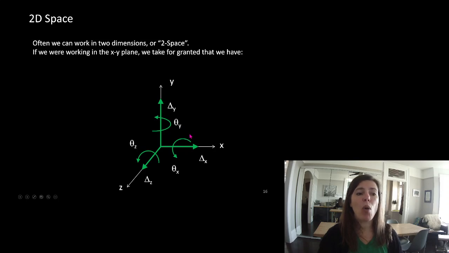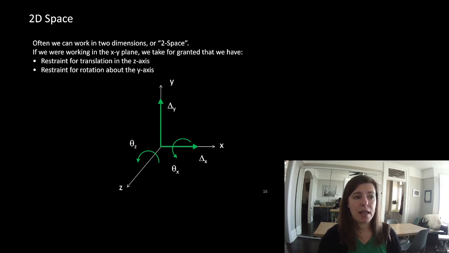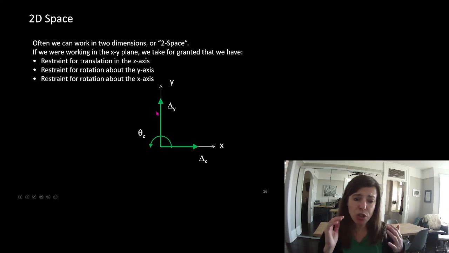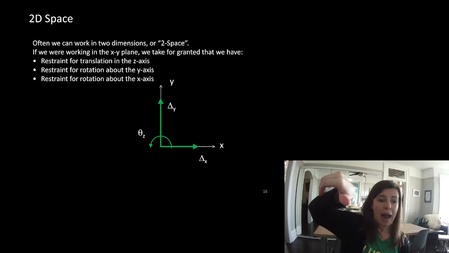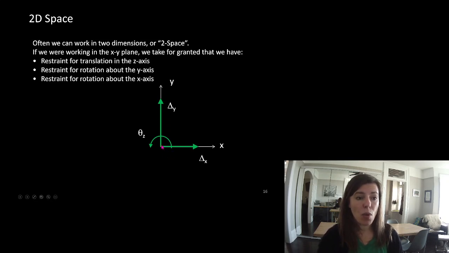So what we're saying is we're going to forget about movement in and out of the page. We're going to forget about rotation about the y-axis, and we're going to forget about rotation about the x-axis. So there is a restraint for translation in the z-axis, a restraint for rotation about the y-axis, and a restraint for rotation about the x-axis. So what we're left with is a 2D plane where we're talking about things moving up and down, side to side, and spinning about our z-axis, okay? If outwards from the page is positive, you point your thumb outward from the page, your fingers are curling in that direction. So that's the positive direction for a moment about the z-axis.